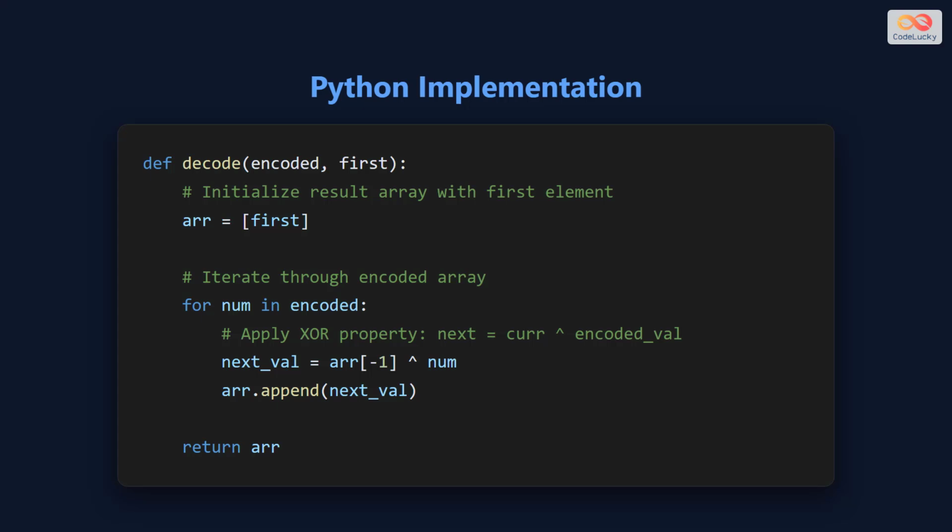Here is how we implement this in Python. We initialize our result list with the first variable. Then, we loop through every number in the encoded array. At each step, we calculate the next value using the XOR operation and append it to our list. Finally, we return the full list.